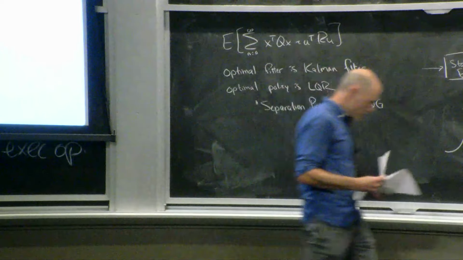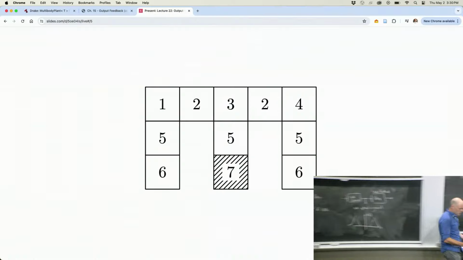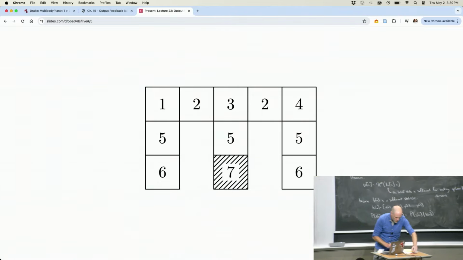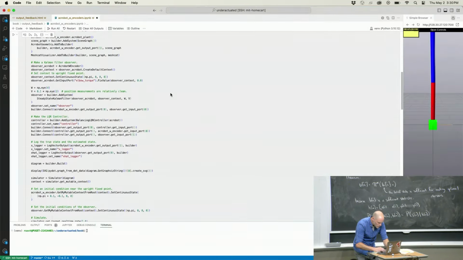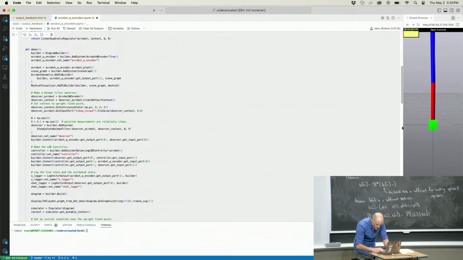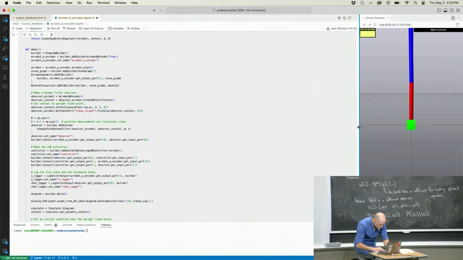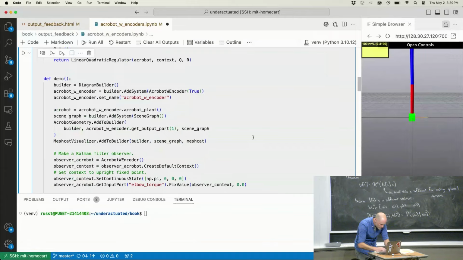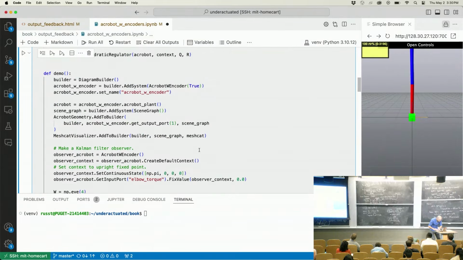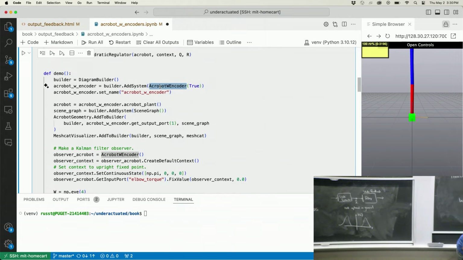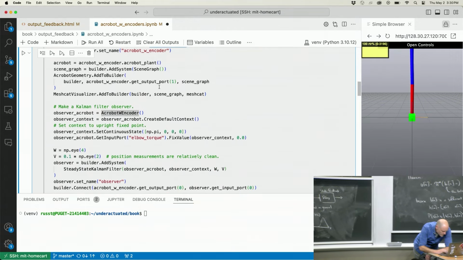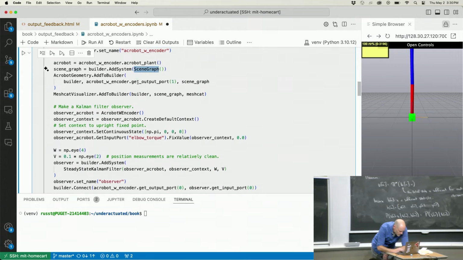All right. So let's look a little bit more carefully at this example here. I'm doing all of that in this little example. I have my Acrobot with encoder as a model. I have a couple of things to visualize it here.